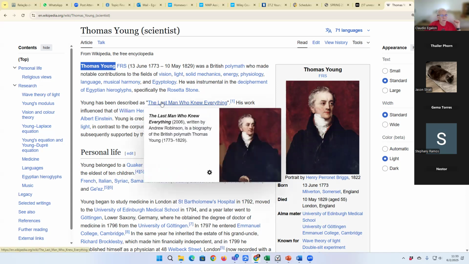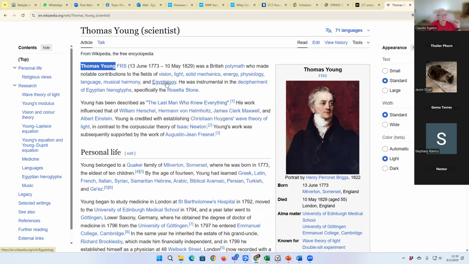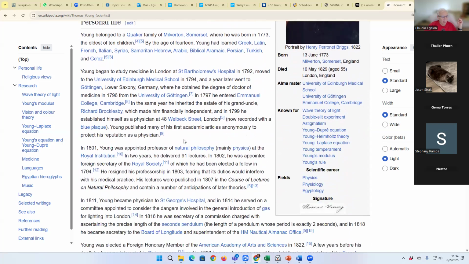He's described as the last man who knew everything. So Thomas Young didn't manage to translate the hieroglyphs because he was doing that for fun only, right? He was actually a physical scientist. Here you go, personal life.